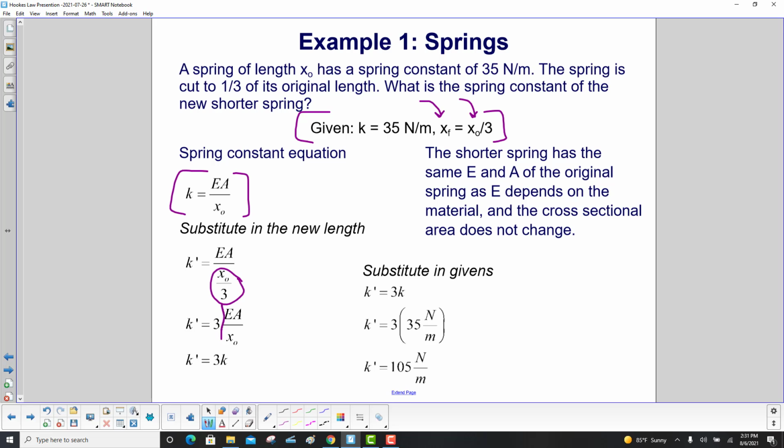That means that when we take EA over x0, which is equal to the original k, our new spring constant is 3 times the value of the original one. We come on over here. K prime is 3k. K is 35 newtons per meter. So k prime, the new spring constant, is 105 newtons per meter.